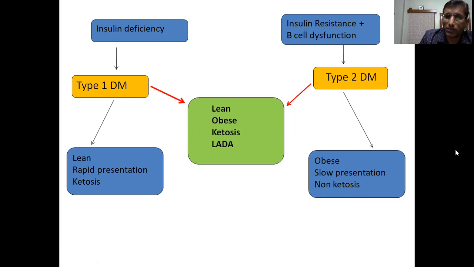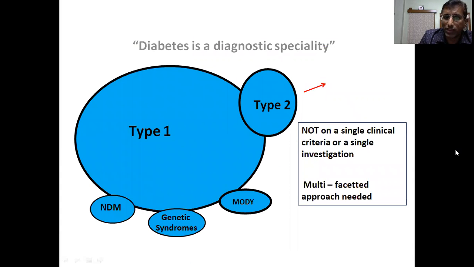So again, it becomes a diagnostic dilemma when these things happen. With this, we can say that in the majority of cases it is easy to diagnose type 1, but in some situations there will be overlapping features, and it poses challenges for us.